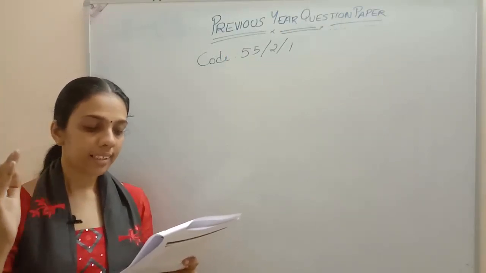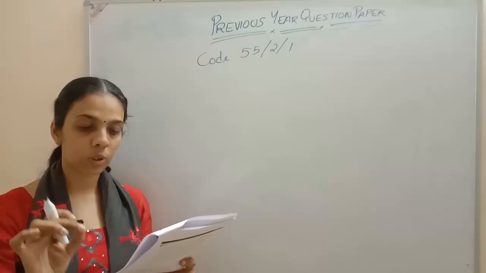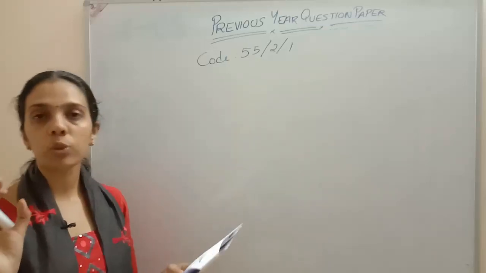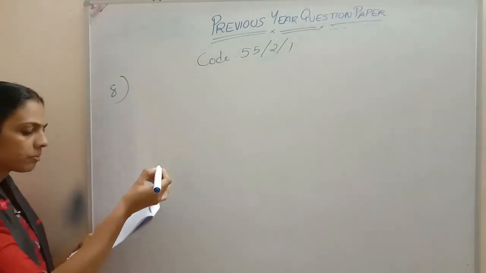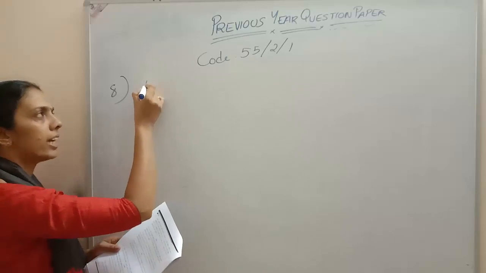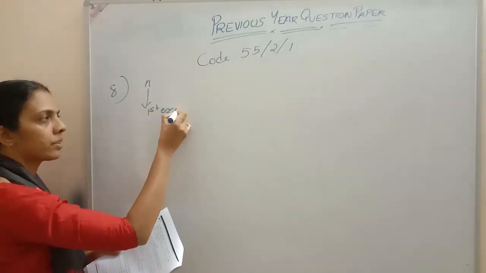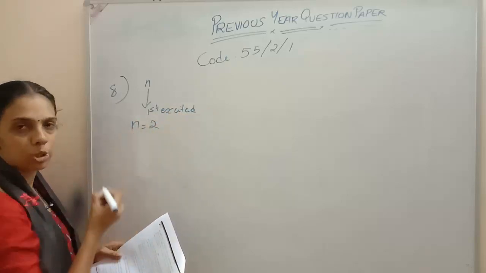Okay, irradiates a metallic cathode of work function 2 electron volt, stopping potential 0.55. Obtain the value of the quantum number. So here this is the 8th question. Exciting from the nth state to the first excited state. Okay, first excited state means n is equal to 2.